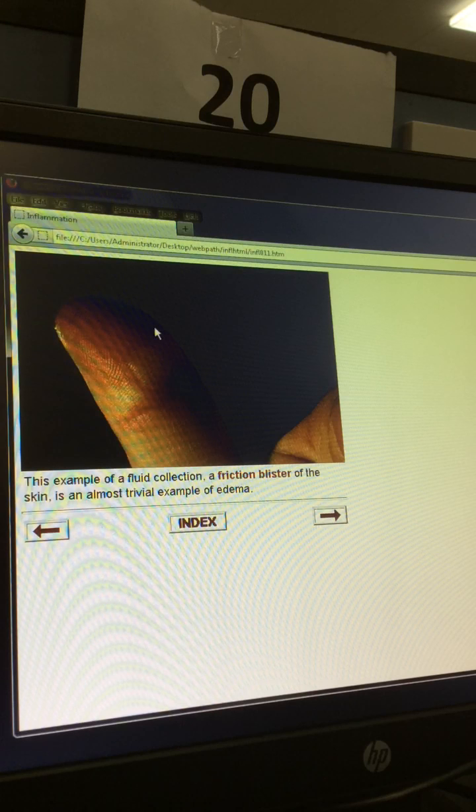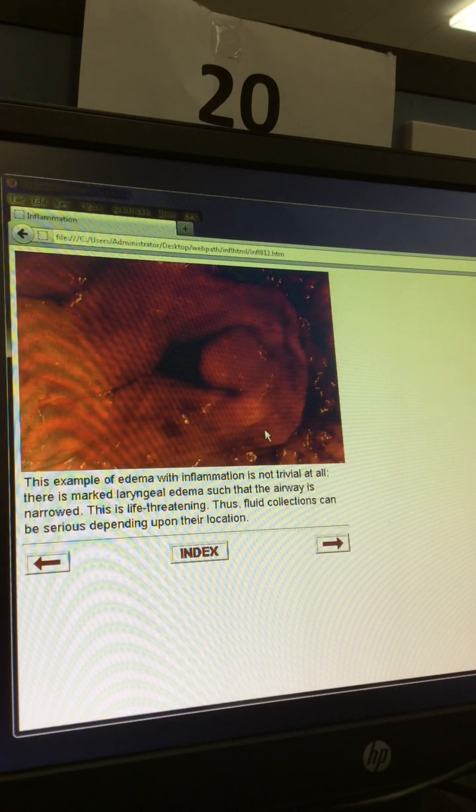Here is a simple example of a fluid collection. This is a friction blister. So the fluid collection or the edema depends on the site of it. Something could be a very trivial example, and something could be life-threatening. Like here, we have the laryngeal edema. This is a life-threatening situation. So it depends on where the location of the edema is.